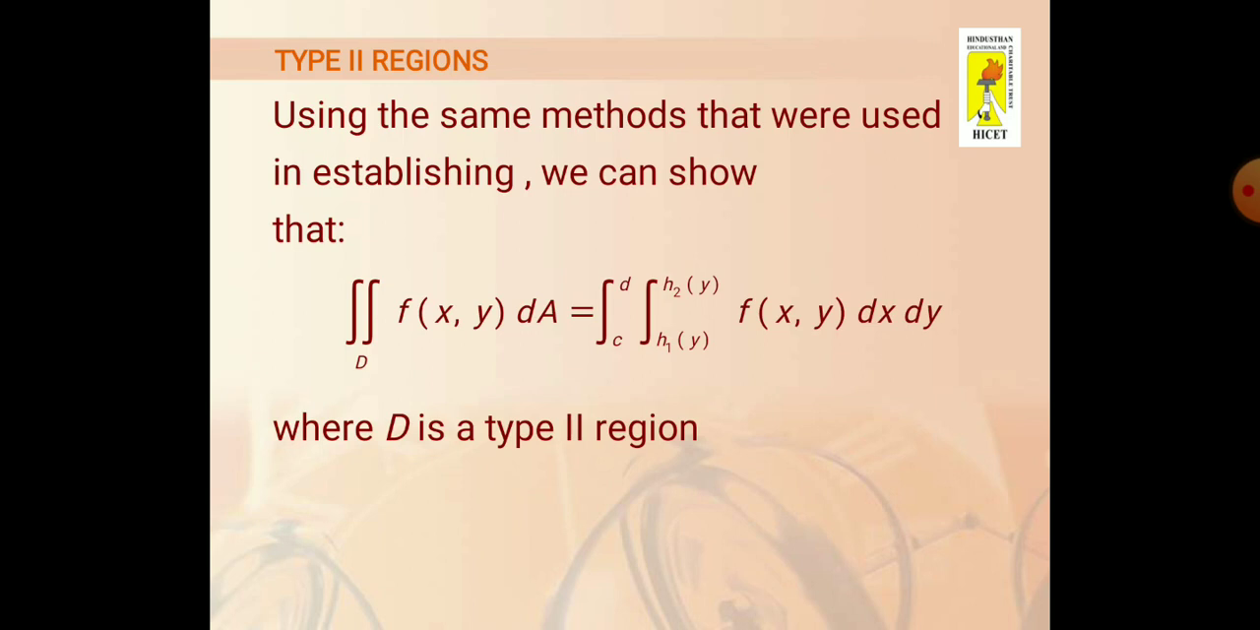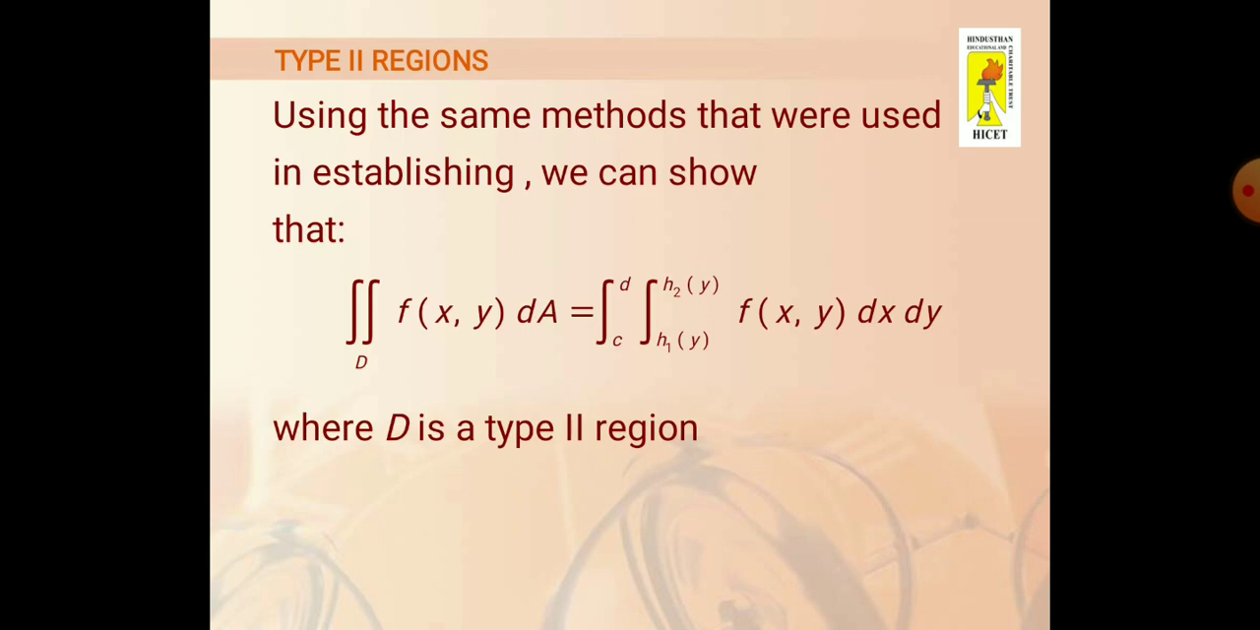Using similar arguments as for type 1 regions, we can show that integrating a function over a type 2 region can be done as follows. Double integral over the domain D of f of x comma y dA equals integral c to d, integral h1 of y to h2 of y, f of x comma y dx dy, where the domain is a type 2 region.